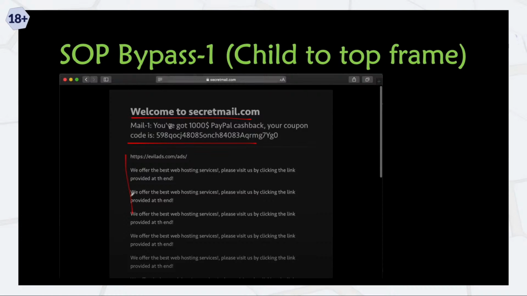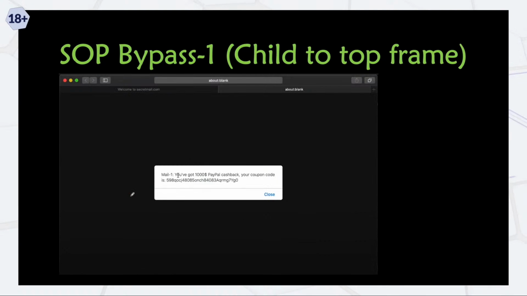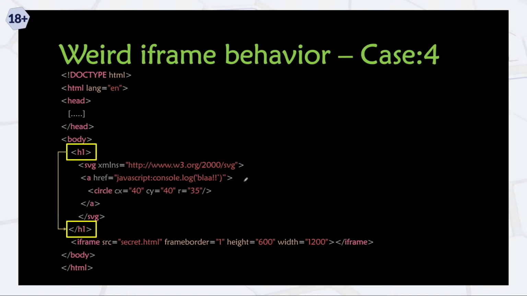And again, as soon as you scroll down to the document and click SVG element, which is a black circle, you will get a pop-up with the value of S2 element, which again says you have $1,000 PayPal cashback, and this is your PayPal code. So now this was the first success in bypassing the SOP.